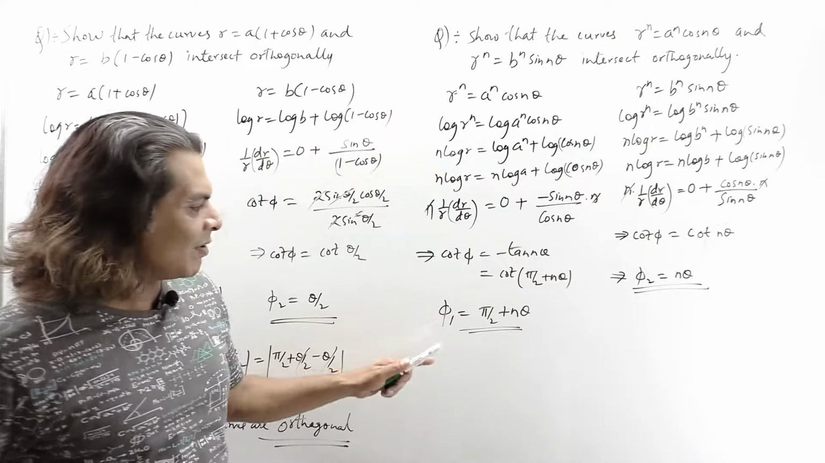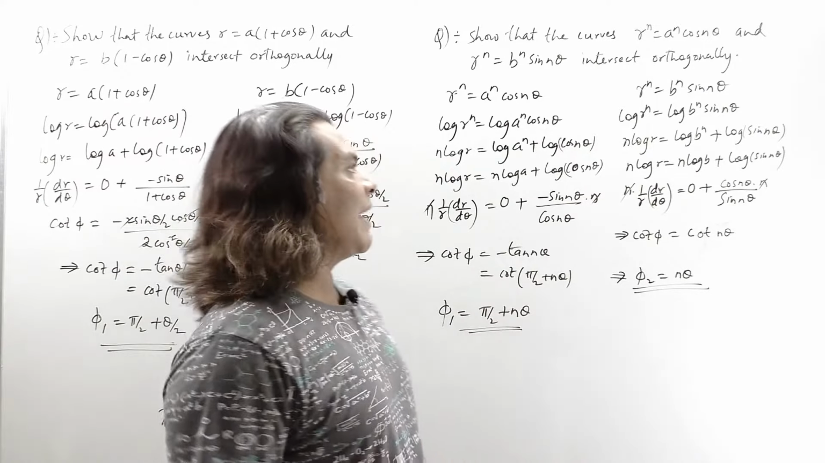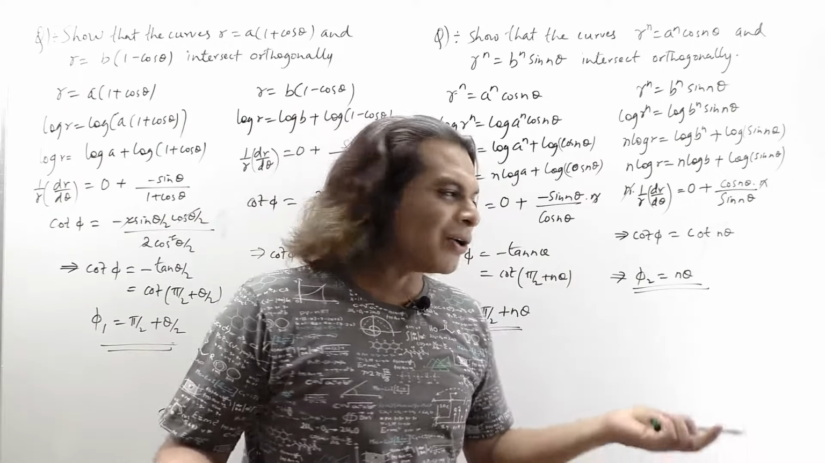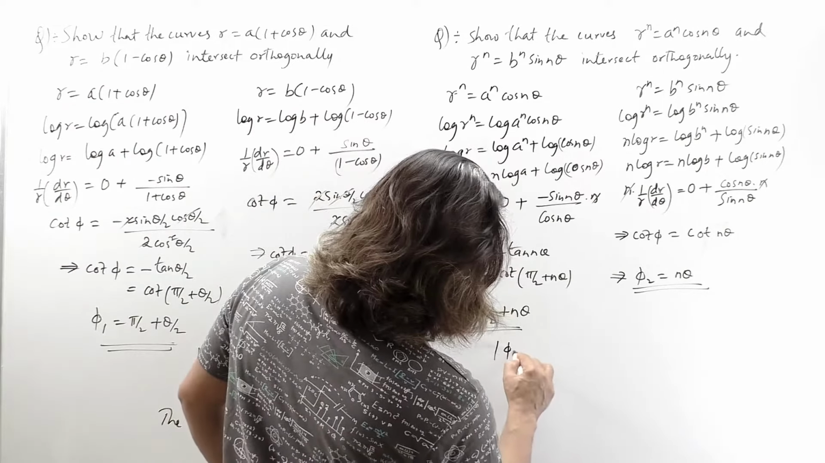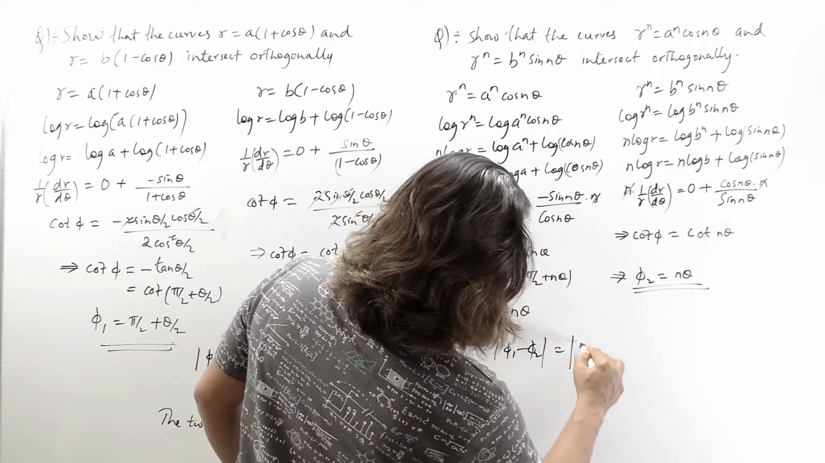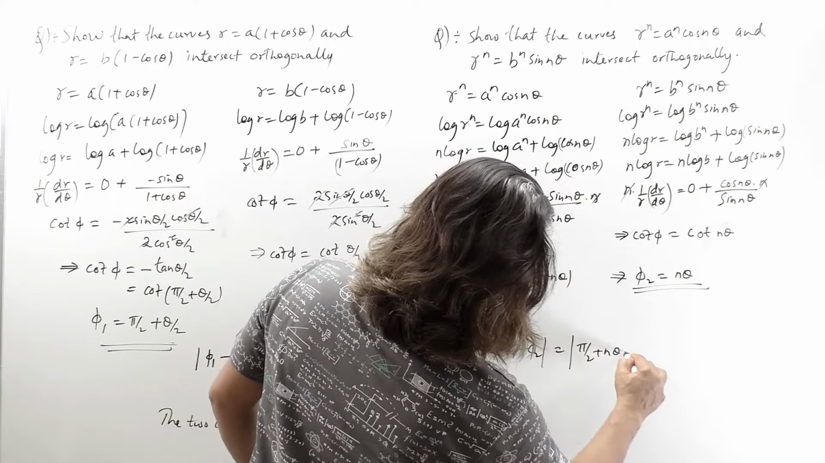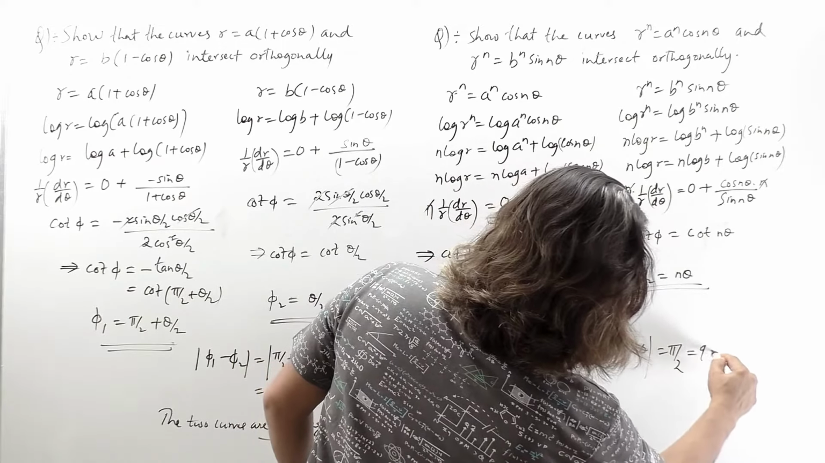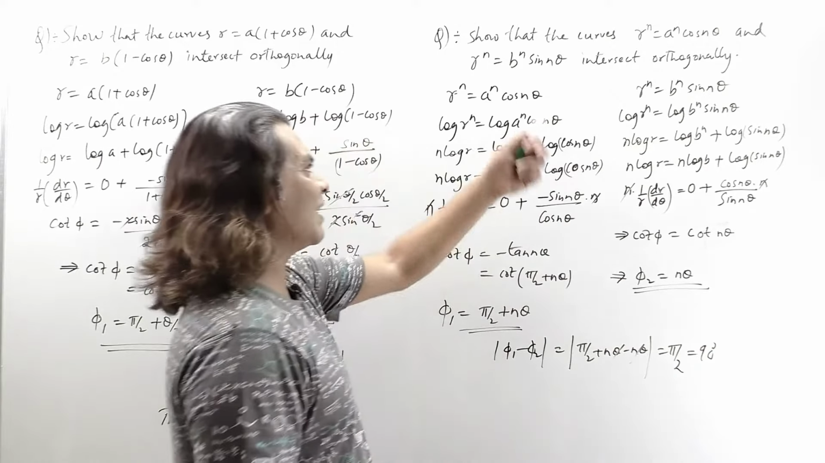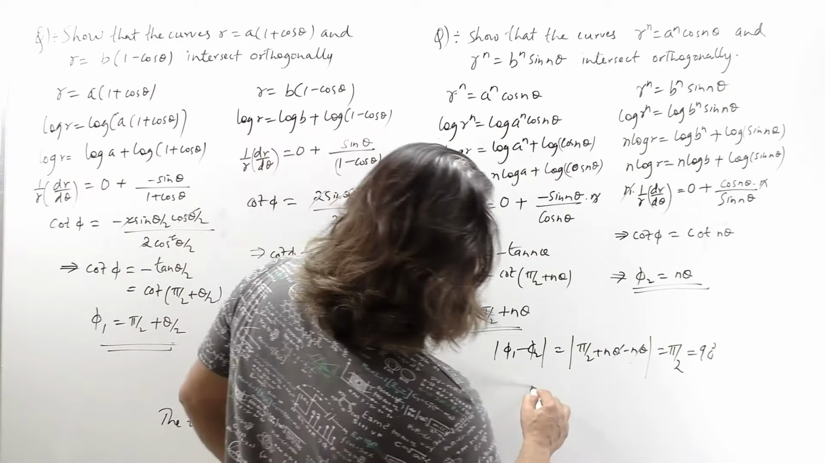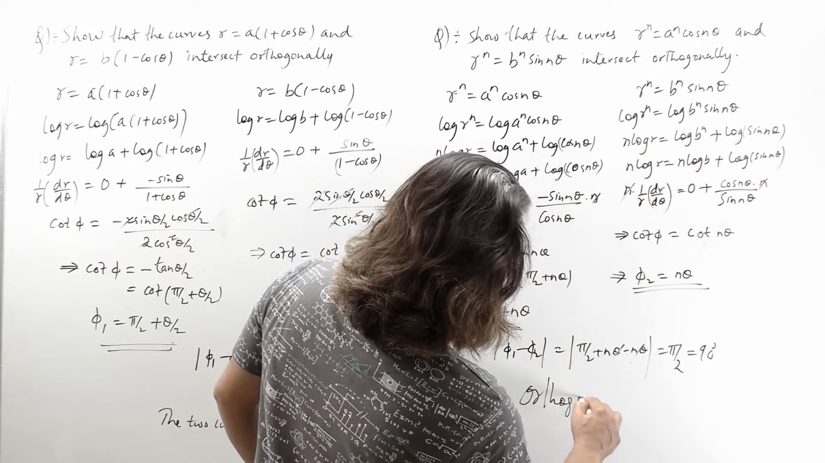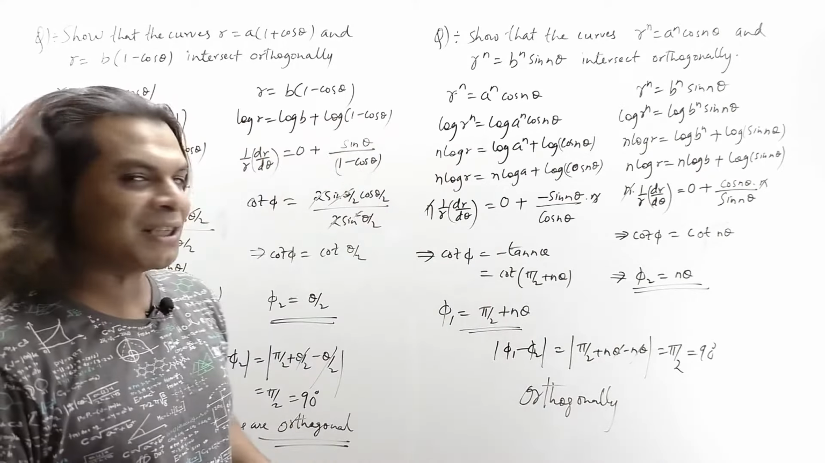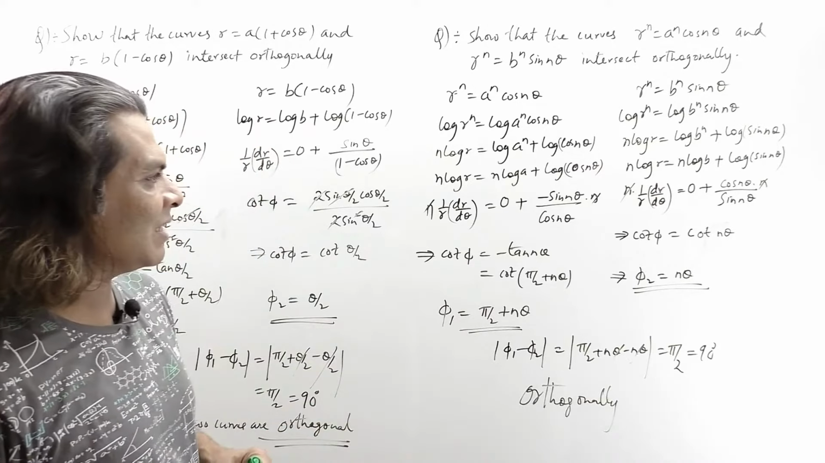So now as I have found both the angles phi 1 and phi 2, the angle of intersection we need to find, and if it's coming as 90 degrees, it is orthogonal. Therefore, phi 1 minus phi 2 will be pi by 2 plus n theta minus n theta cancels. So that is pi by 2. That is nothing but 90 degrees. Therefore, we can conclude that the two curves intersect each other orthogonally. That's it. Finished. I hope you understood the question clearly.